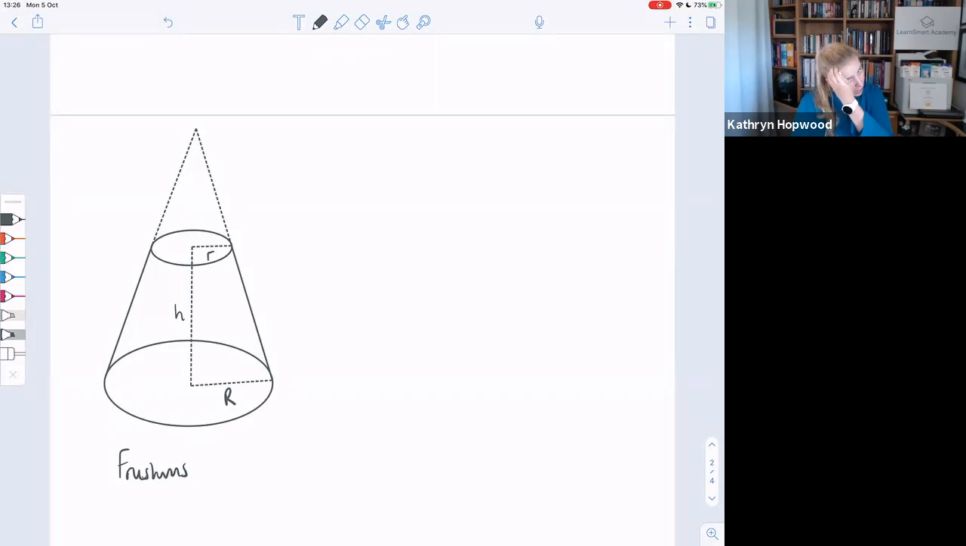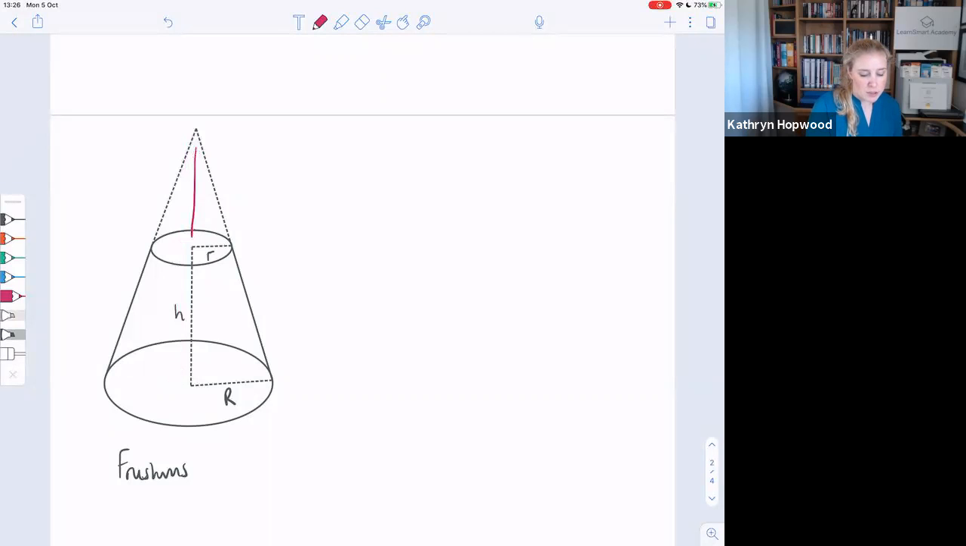Okay, and we also have two heights. We have the height of the smaller cone, which is this one, and the height of the bigger cone, which is actually this full height, not h. H is actually the difference between those two heights.